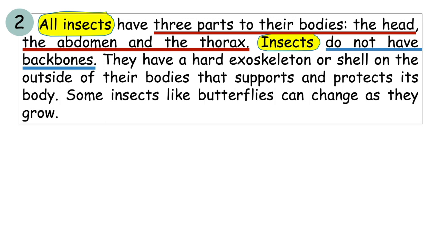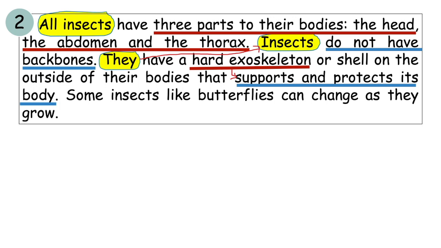So some of you may be wondering, what is an exoskeleton? So they actually tell you here that an exoskeleton is a shell on the outside of the body. It is something that supports and protects the body. So even if you don't understand certain words, sometimes they explain it to you in the passage itself. So the exoskeleton supports and protects its body.